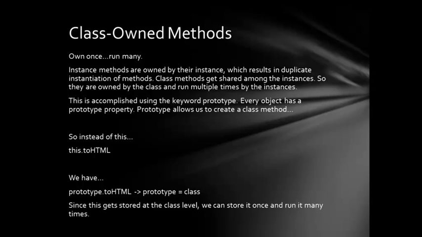Okay, so what it does is instead of that toString method, or as you see on the screen toHTML method, getting owned by that one class or that one instance underneath our constructor, it is now pulled out of that constructor and it's now at the class level. So we can store it once and run it a whole bunch of times.